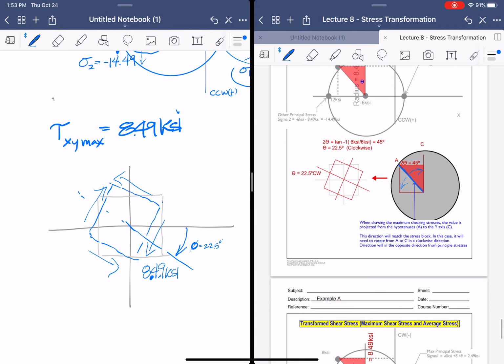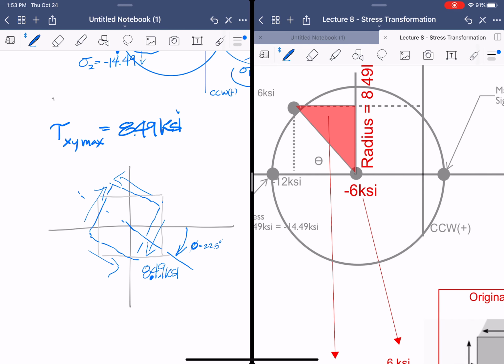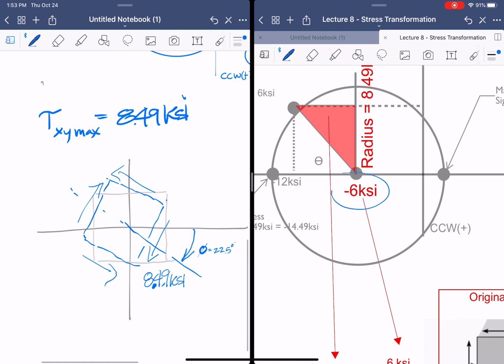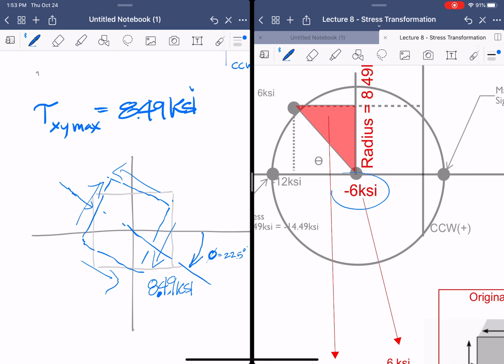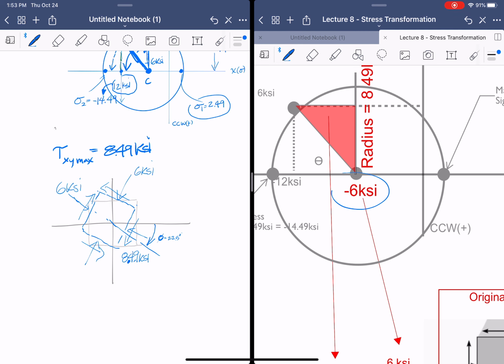So great. And then what that also means is that our 6 KSI, which is the center of the circle, is negative. So all of this here is 6 KSI. Okay? And that is how we draw our maximum shear stress block transformation.